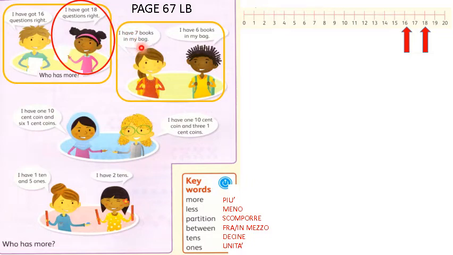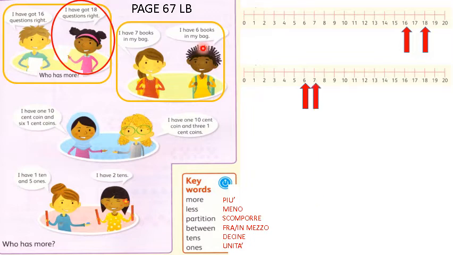Let's take a look at the second one. I have 7 books in my bag. I have 6 books in my bag. On the number line, 6 is here and 7 is here. Who has more? That's right, 7 is more than 6.